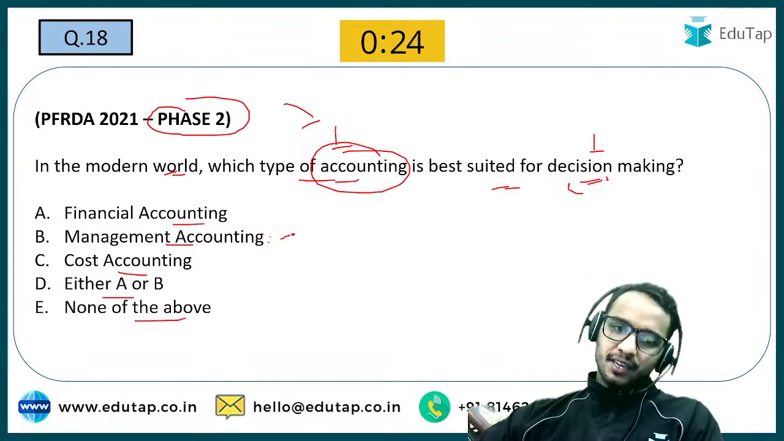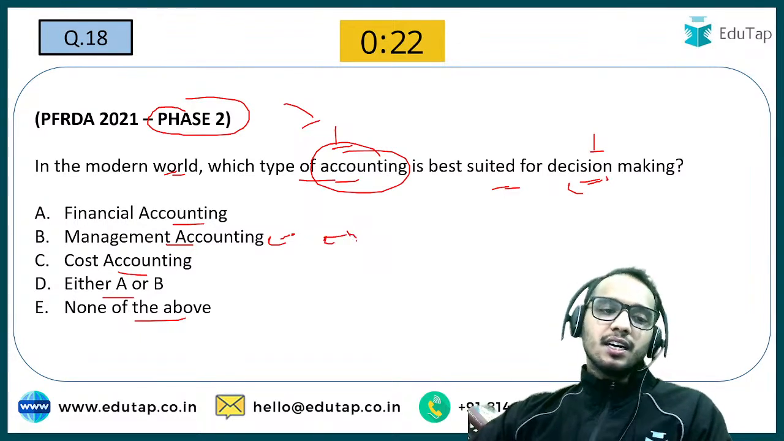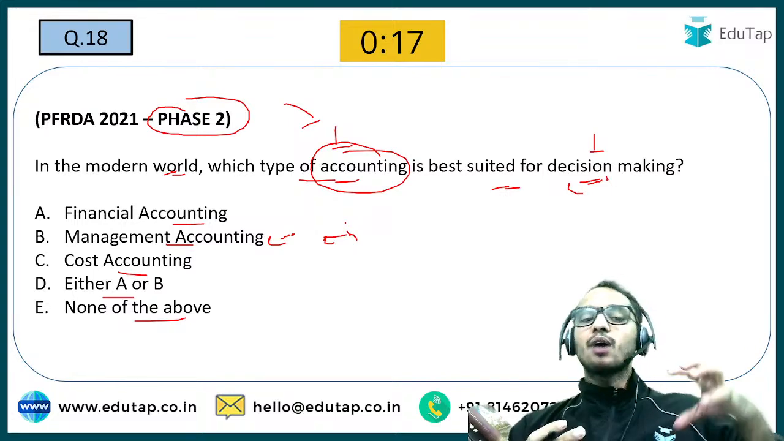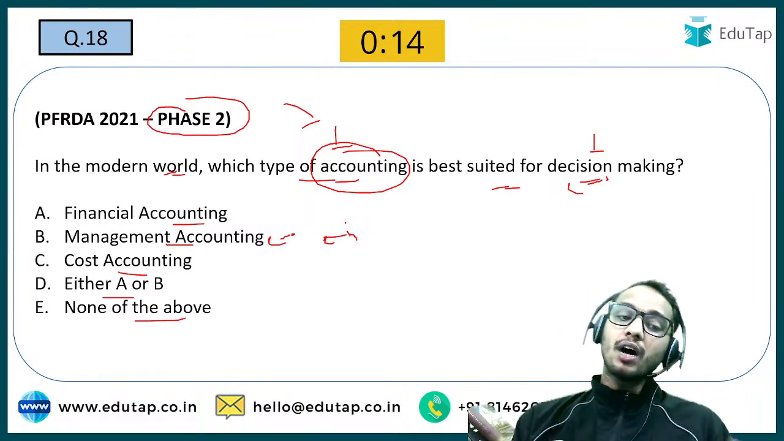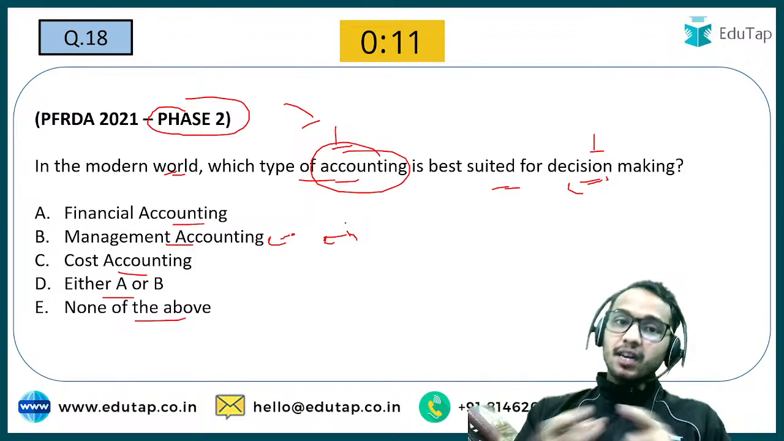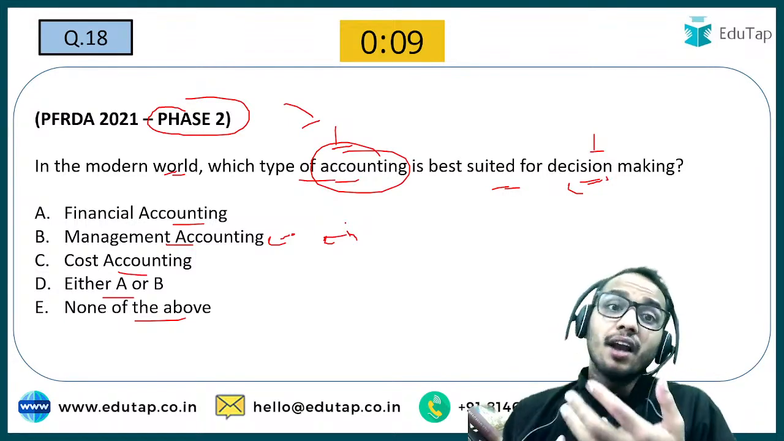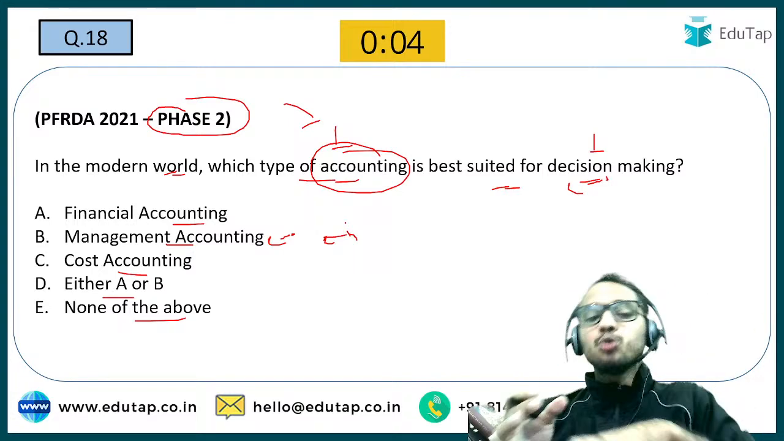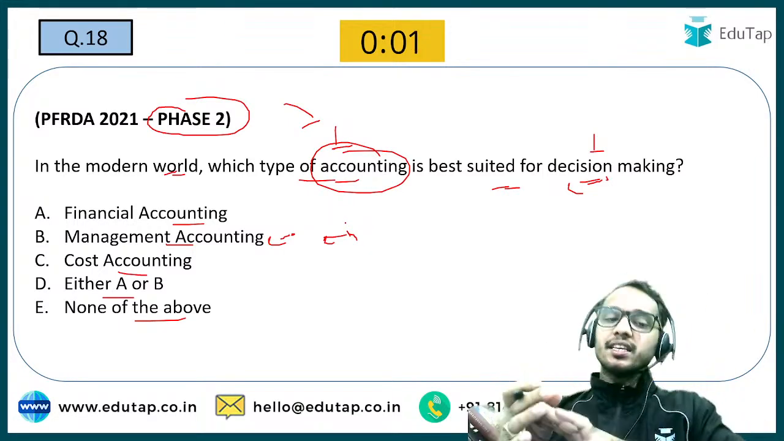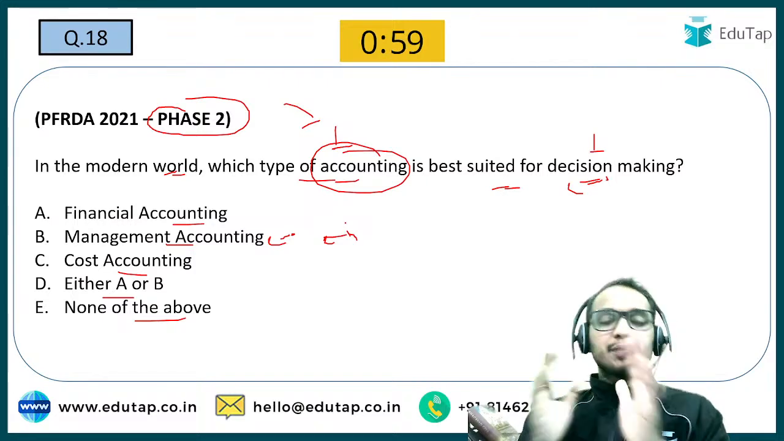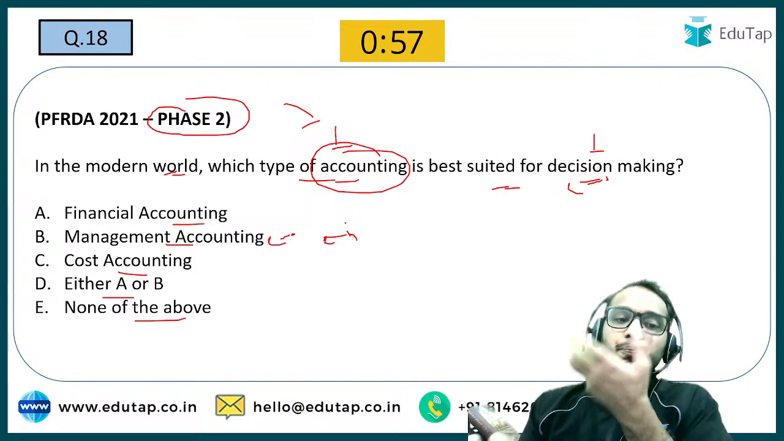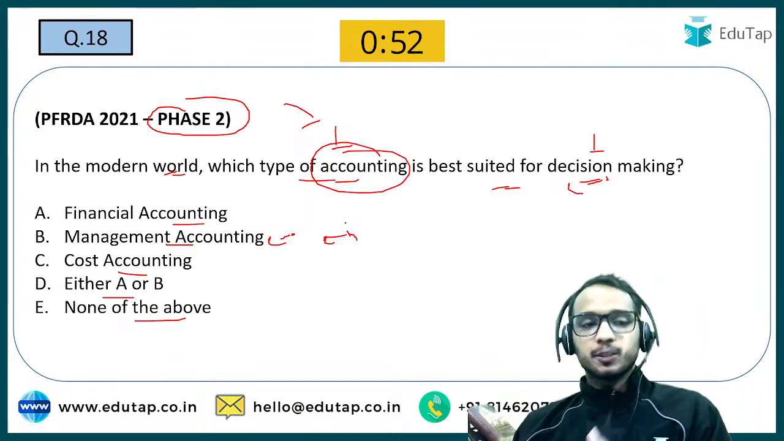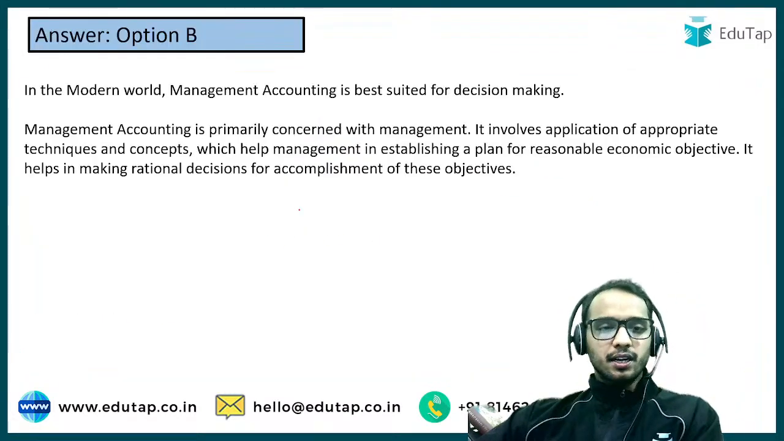That is management accounting. Because in the modern world, for decision making, you can't only rely on the financial accounting reports, and you also can't only rely on the cost accounting reports. Management accounting provides you additional reports, data and information apart from the financial accounting report and cost accounting report, and it does use the financial accounting reports as well as the cost accounting reports. So management accounting is the prime accounting which management accountants are going to use to decide on certain aspects. So management accounting would be the correct answer, option number B.